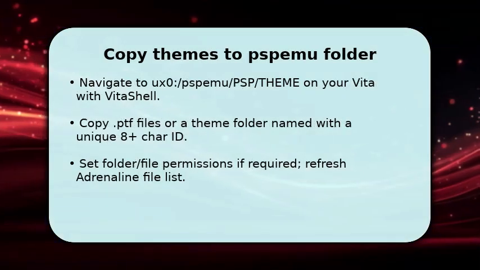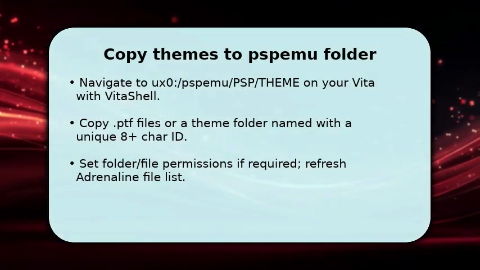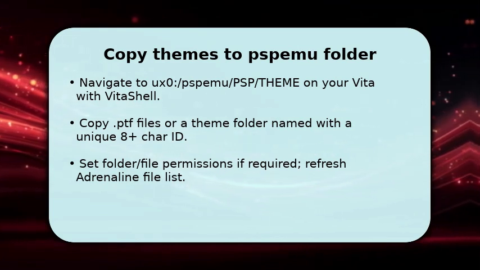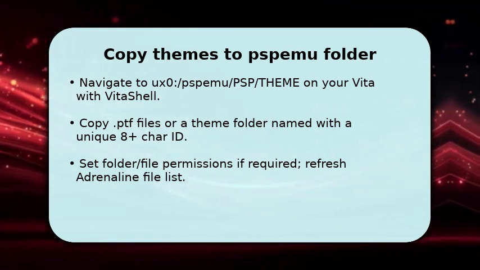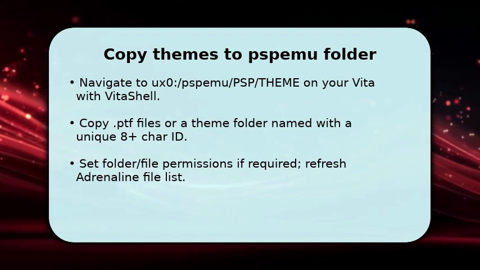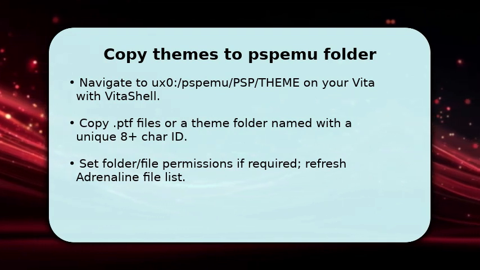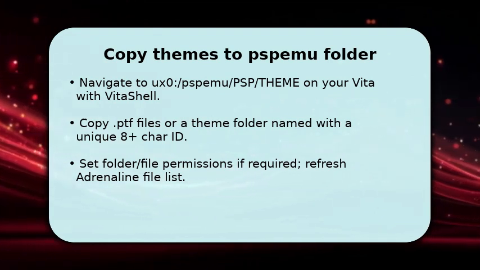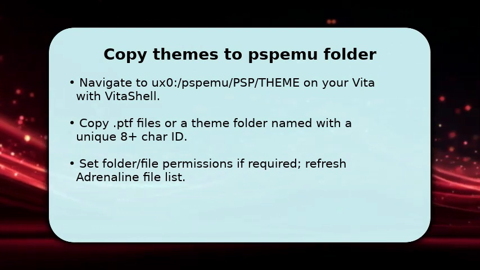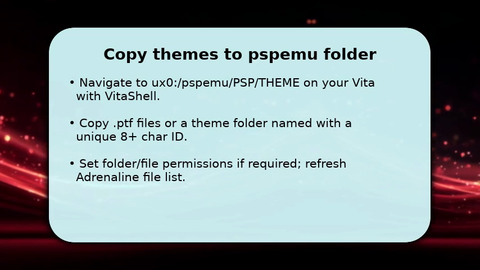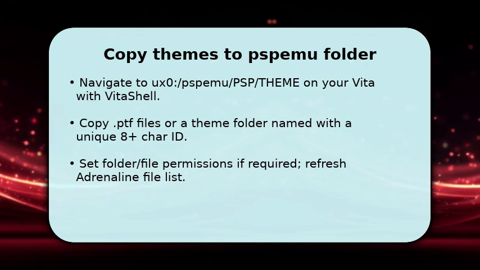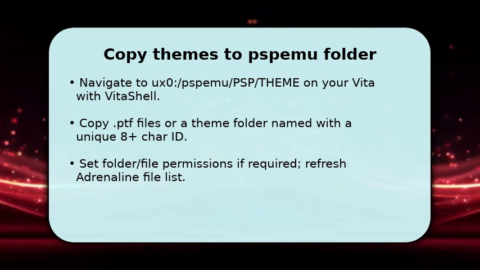You now copy the theme into the Adrenaline PSB directory. Using Vita shell, go to ux0/pspemu/psb/theme and paste the PTF or the extracted theme folder. Name the folder uniquely if required. Once copied, confirm the files preserve their original structure, icon 0 param, SFO, and the PTF or theme subfiles. If permissions are off, fix them via Vita shell's properties. Finally, close Vita shell and launch Adrenaline so the emulator rescans and can list your new themes for selection.